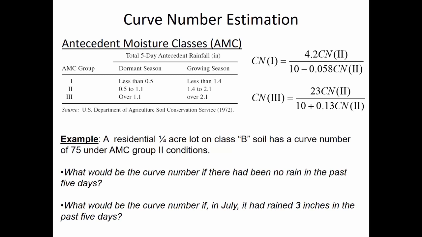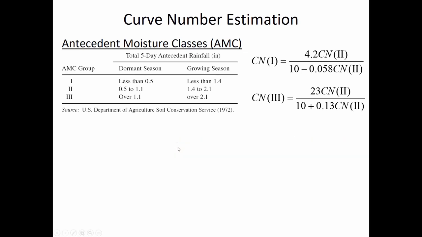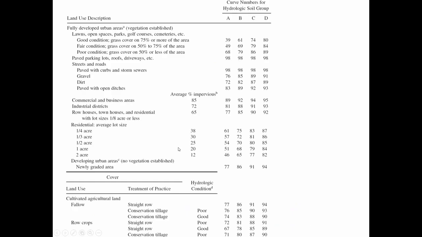So just to get a feel for these conversions and to show you how widely it causes the curve numbers to differ, let's take a look at a residential quarter-acre lot on Class B soil, that normally would have a curve number of 75. So let's just go to the table and make sure that we see how we'd get that. So residential quarter-acre lot, Class B soil. So let's go here.